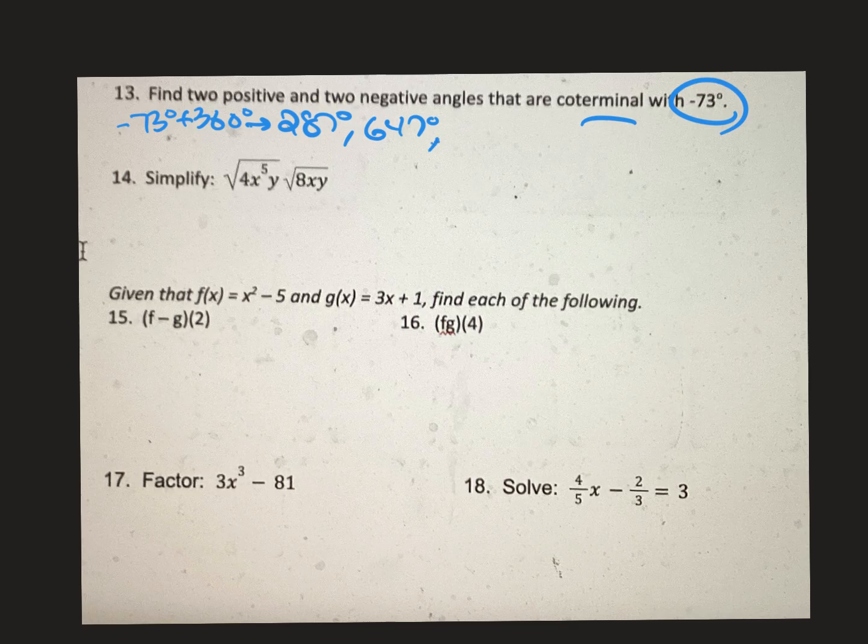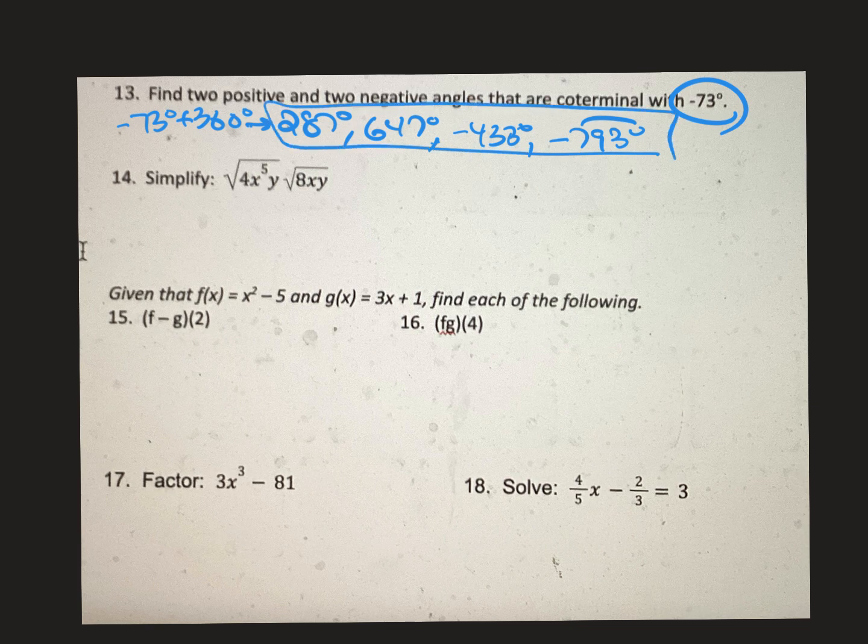Now to get the negative ones, I'm going to take the -73 and I'm going to subtract 360, which is going to give me a -433. And I'm going to do it one more time, minus 360, and get -793. All those are degrees. Okay, the same thing we had on the front side, except it's degrees instead of radians.